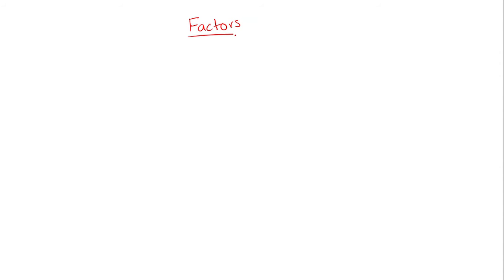First of all, what are factors? Factors are the numbers that we can multiply to find any answer. In this situation, 2 times 3 equals 6. 2 and 3 are the factors, and 6 is the product.